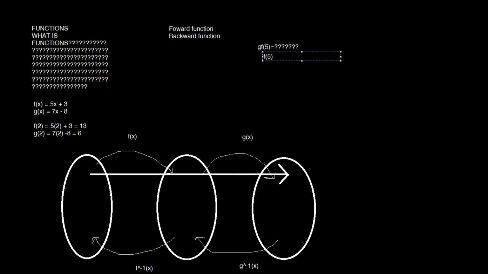So what's f5? f5 is 5 times 5 plus 3. What is that? Tell me the simple maths, please. I'm not Dora the Explorer. 25 plus 3 is 28. I'm wrong, it doesn't matter as long as I get the concept right. So then you have your 28, and your gx is 7x minus 8.